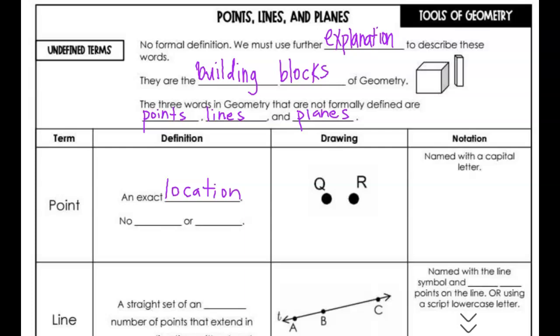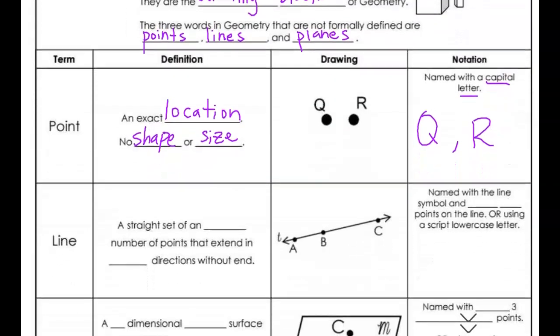And it has no shape or size. It's just a point. So that's the very basic part of anything. So here's an example. Point Q and point R. That's the way we name points. We name them with a capital letter. Q and R.